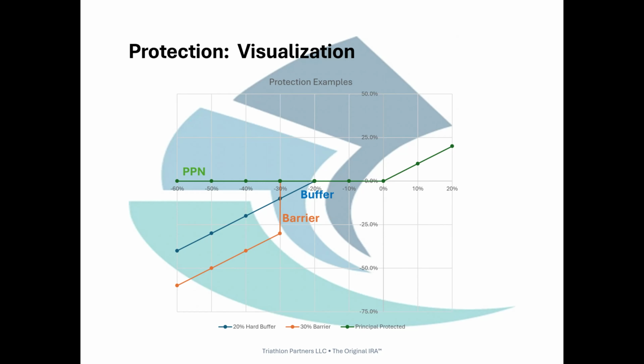A graph shows the principal protected note, which is the green line, and we can see it never falls below 0. For the buffer, we can see once the underlying asset's down 20%, then you start losing money. The barrier note, once you hit that 30%, you start losing as if you were short the asset on its own. A 50% loss is a 50% loss in the barrier note. The buffer note would be a 30% loss, and the principal protected would be 0 loss.